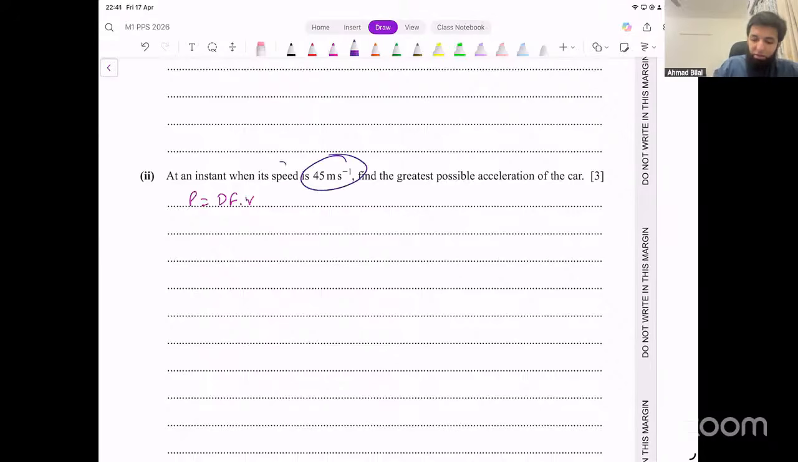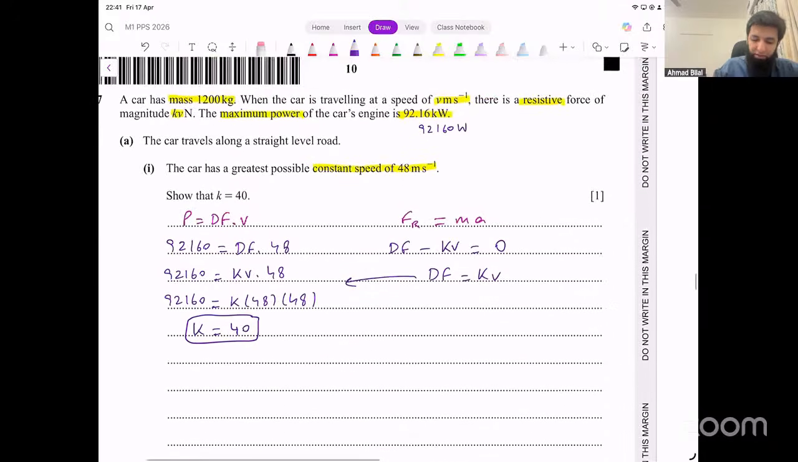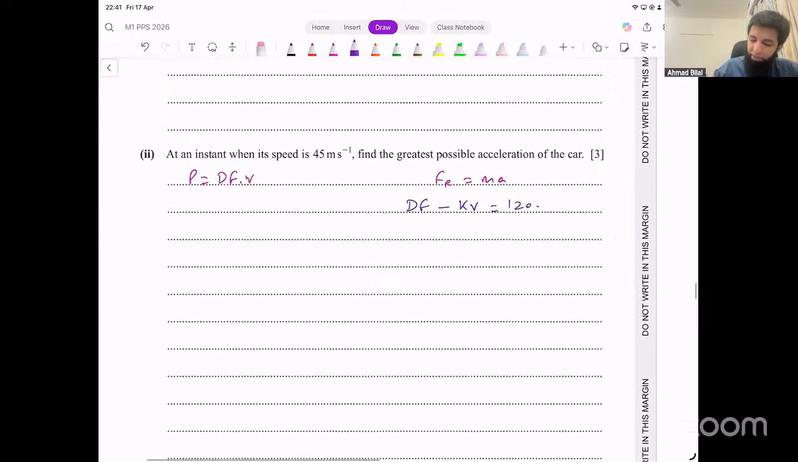Now the speed is not constant, so driving force is not equal to resistance. Forward force is driving force. Backward force is resistance, which is K times V. That is equal to mass, the mass of this car is 1200, times acceleration. This is one equation that we've got.